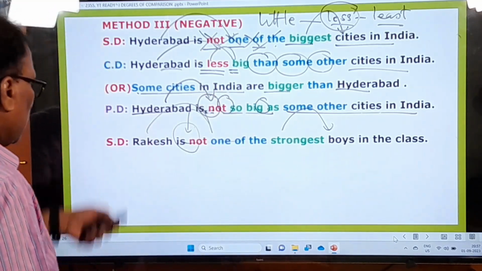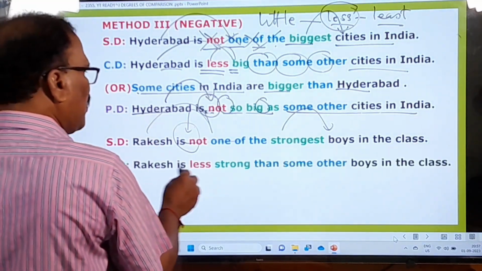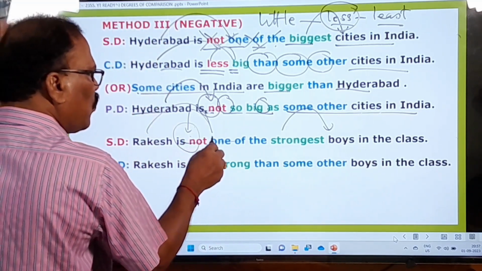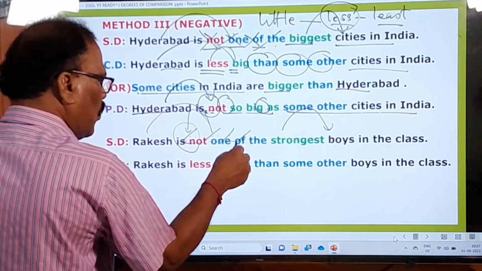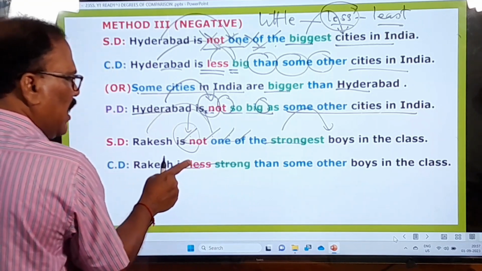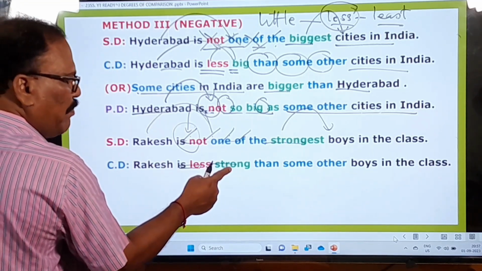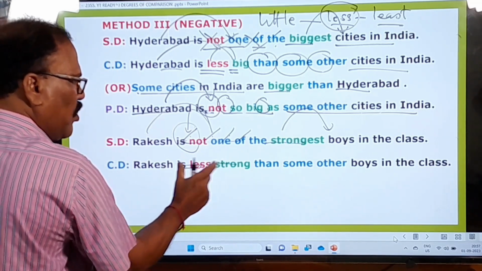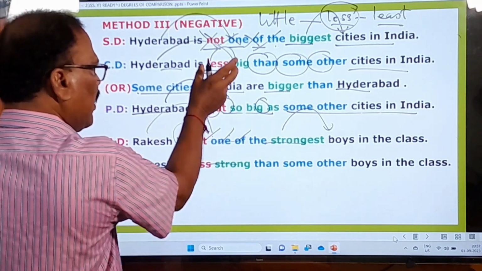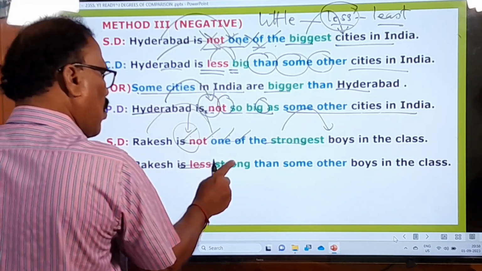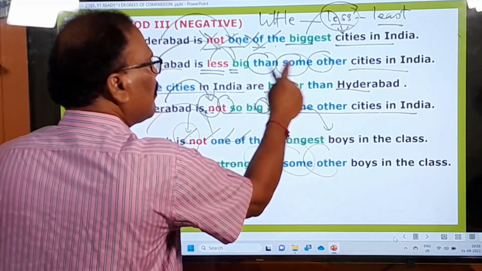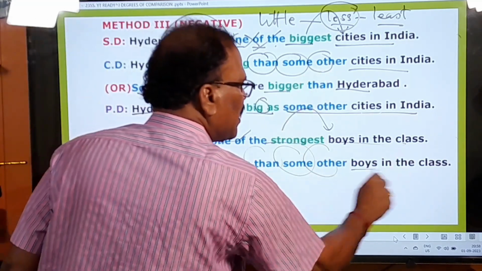Right. And let us change it into comparative degree. Rakesh is less strong than some other boys in the class. Already you know very well, instead of not one of, we have to use less. And the strongest should be turned into strong, because already less is a comparative adjective, and therefore here a positive degree adjective must be used. Therefore it is always less strong. Already I have explained it here. And Rakesh is less strong. After strong, what should we do? Than some other. Afterwards, the remaining sentence, boys in the class.